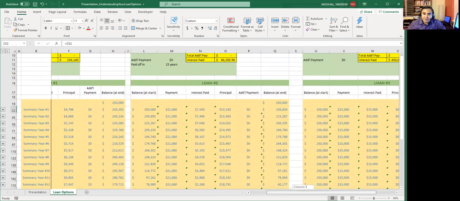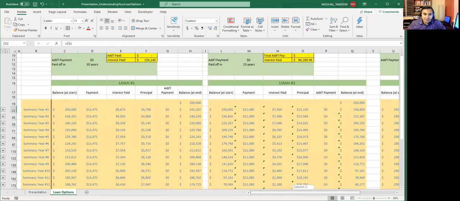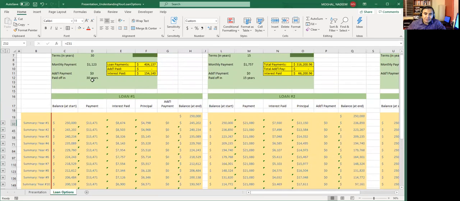Now compare this scenario with loan options 1 and 2. In case of loan option 1, remember the monthly payment was $1,123. We paid $1,123 a month. That means in 12 payments, we paid $13,471. Of that $13,471, $8,674 went towards the interest. The remaining amount, $4,798, went towards the principal, which means that your loan actually went down from $250,000 to $245,202.